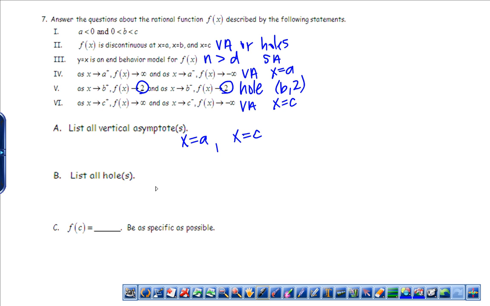All holes, we found a hole at (B, 2). What's your function at C? This would be undefined, because at C we have a vertical asymptote, so undefined. All right.